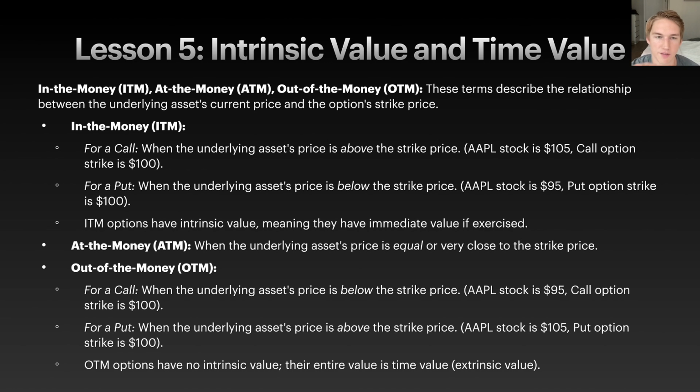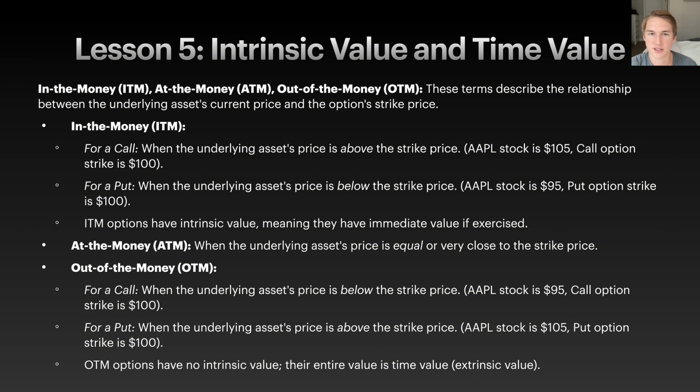This is a little bit more advanced, and you don't really need to know this, but I wanted to cover it anyways. It's going to be going over intrinsic value and time value. So in the money, at the money, out of the money. These terms describe the relationship between the underlying asset's current price and the option's strike price. For a call option, when the underlying asset's price is above the strike price, it is in the money. For example, if Apple stock is at $105 and the option strike price is $100, that means it's in the money and it has more value. It's going to move a lot better than something out of the money.